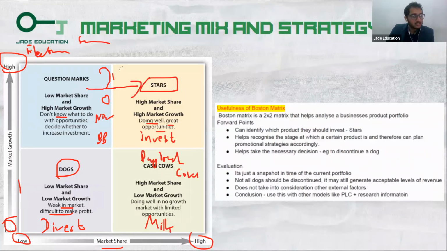That is why BlackBerry is still trying. Or shall we kill it and just turn it into a dog? Decide which strategy you're going with. Here you have to decide. Here you invest. Here you divest. Here you milk. So that's your model for you.